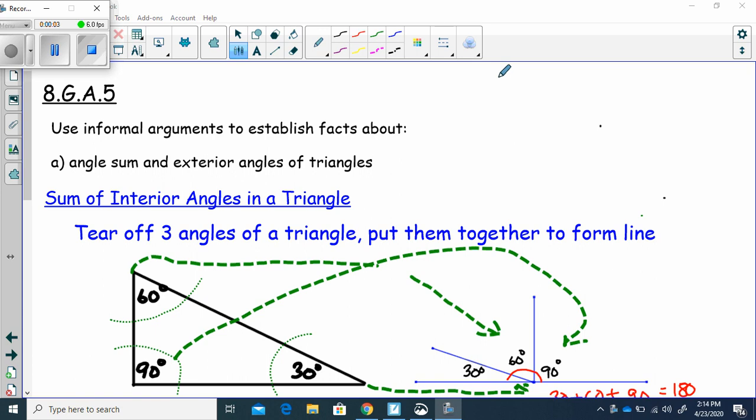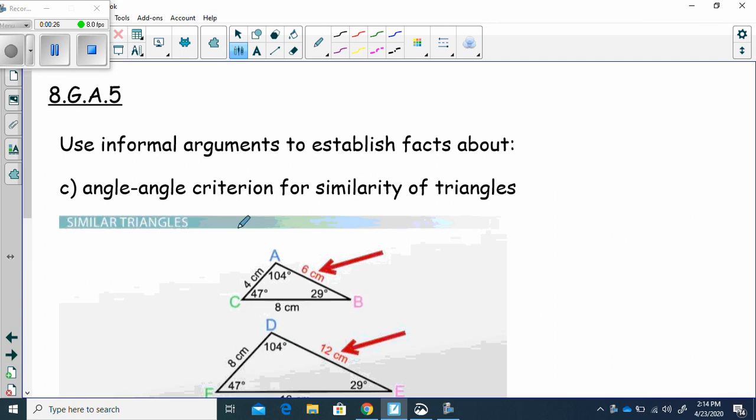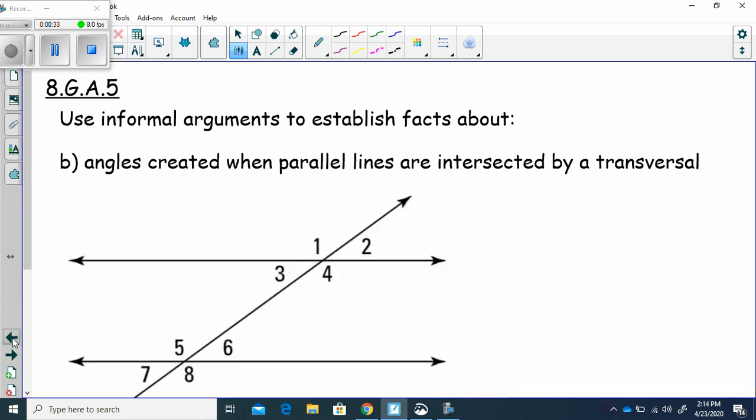This is standard 8GA5. We're going to use informal arguments to establish some facts. Some of the first ones are going to be the angle sum and exterior angles of triangles, but we're going to skip over that one, and we're going to go to the second one. We're also going to establish facts about angles created when parallel lines are intersected by a transversal. And finally, we're going to establish some facts about the angle-angle criterion for similarity of triangles. We're going to start with B here because we need B to do A.